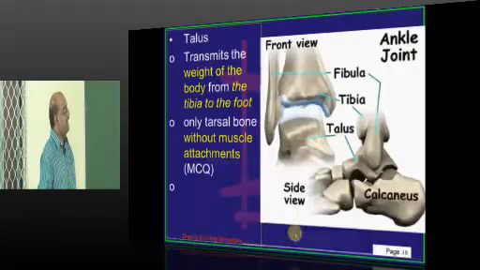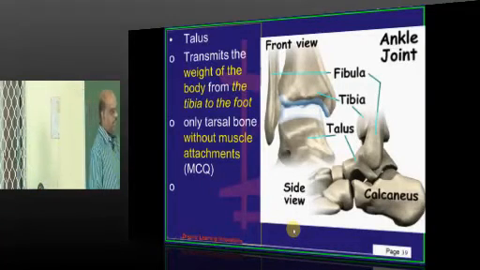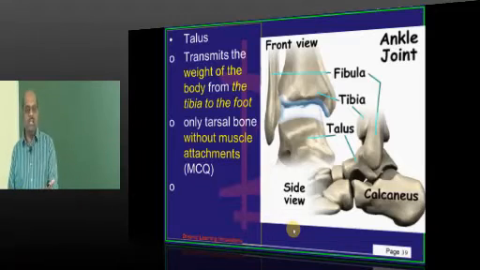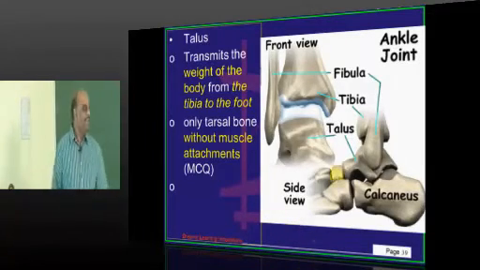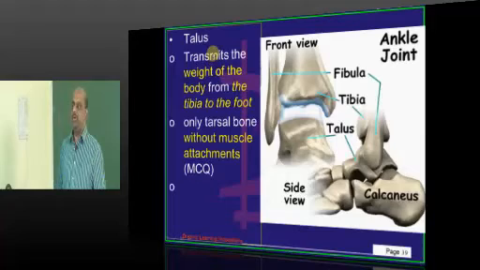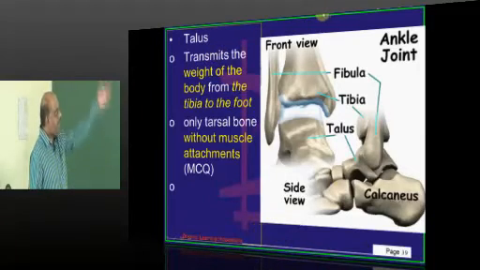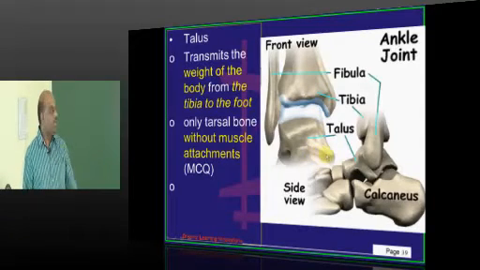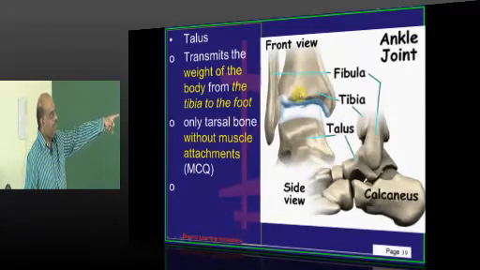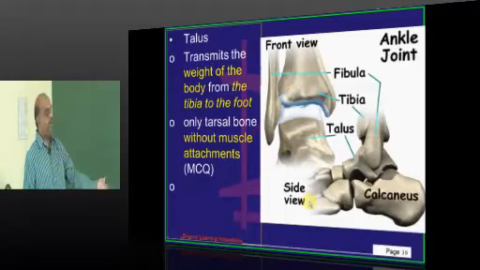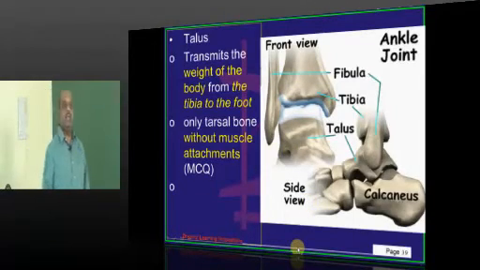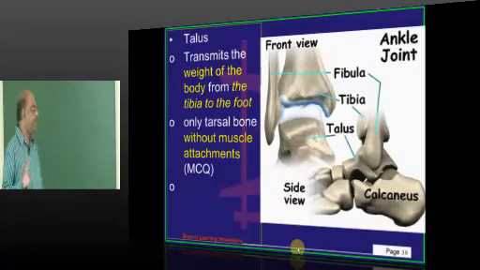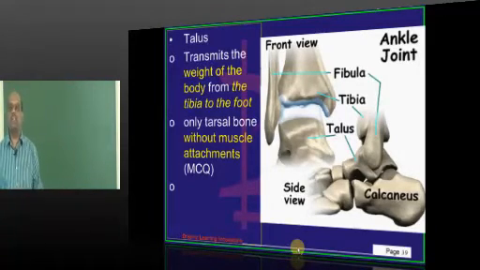So this is the typical tarsus. Each of these bones, one or two comments. Why do you want to remember the talus? It transmits the entire weight of the body from the tibia to the foot. This is the talus, this is the tibia. It transmits the entire weight down. And if I ask you an MCQ: the only tarsal bone without any muscle attachments.